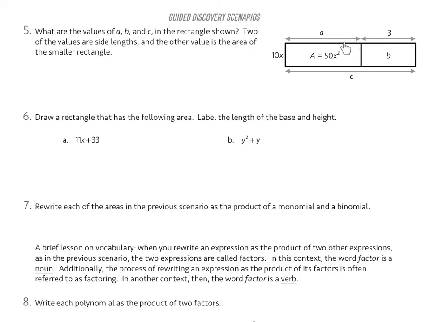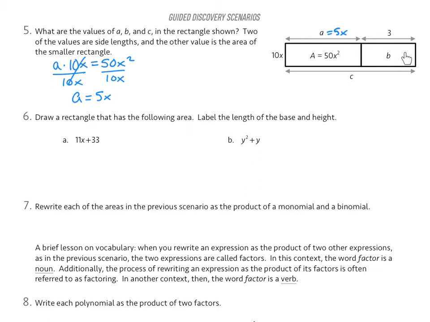A is this side length, so A times 10x equals this area, 50x squared. Let's write that down. A times 10x equals 50x squared. We can solve for A by dividing both sides by 10x. On the left side, we get A, and on the right side, 50 divided by 10 is 5. X squared divided by x is x. So A equals 5x.